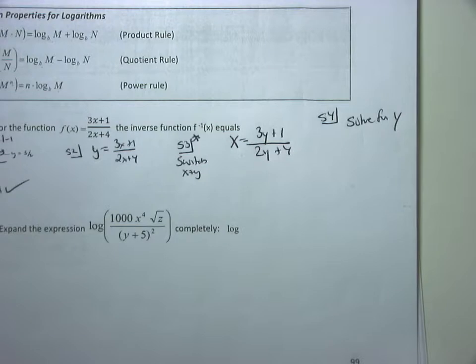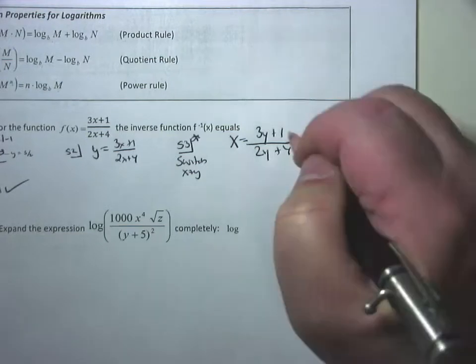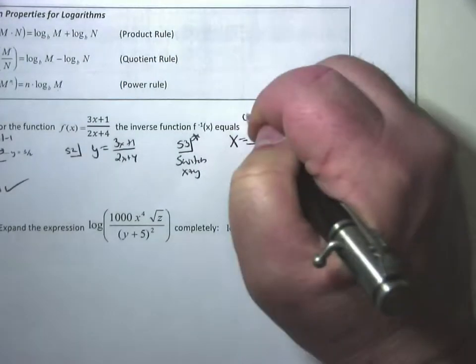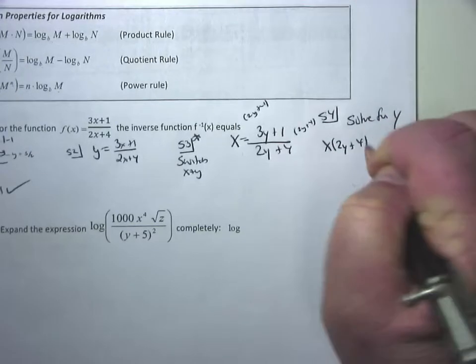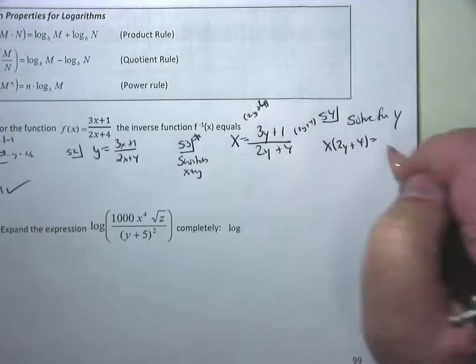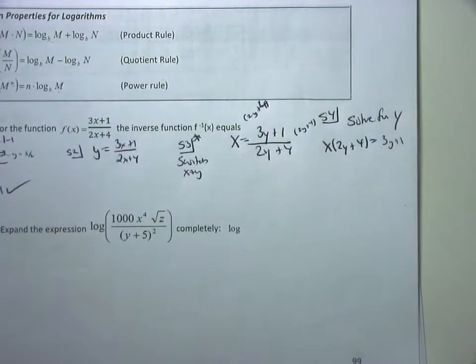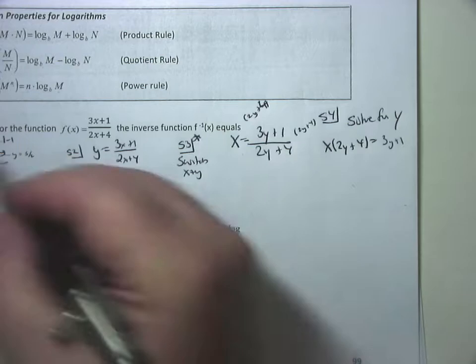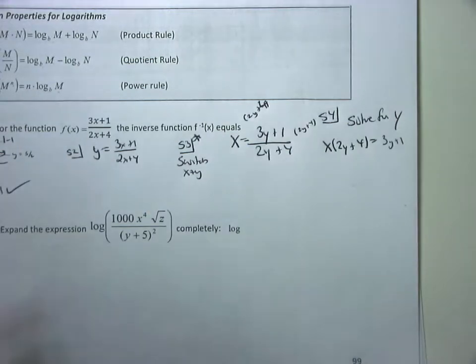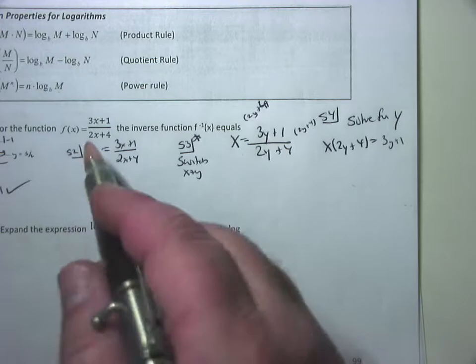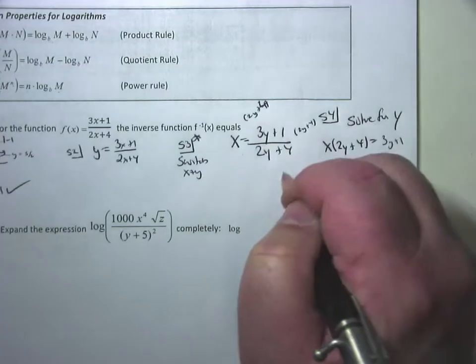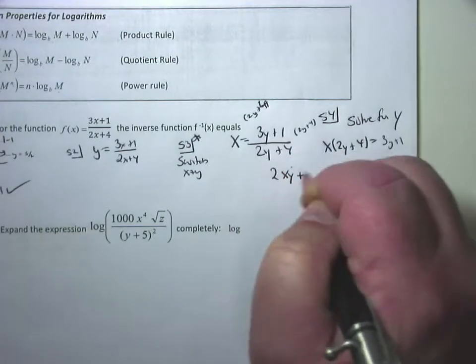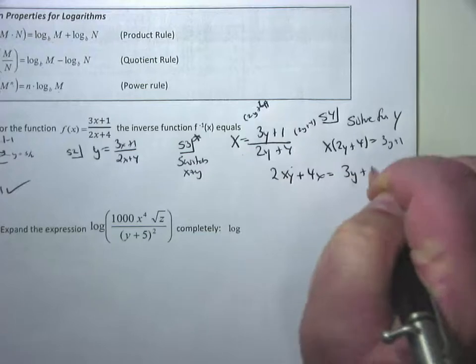First thing you want to do is get rid of fractions. Multiply both sides by your common denominator, 2y plus 4. This is going to give you x times 2y plus 4 is equal to, here it cancels, 3y plus 1. Next thing you want to do is distribute. And I put this problem on there because every year I see the same problem on the old final exam. They love a question like find the inverse of this guy. So I make sure we always review it. I'm going to distribute. This gives me 2xy plus 4x is equal to 3y plus 1.